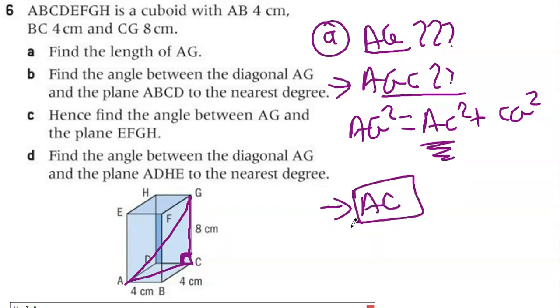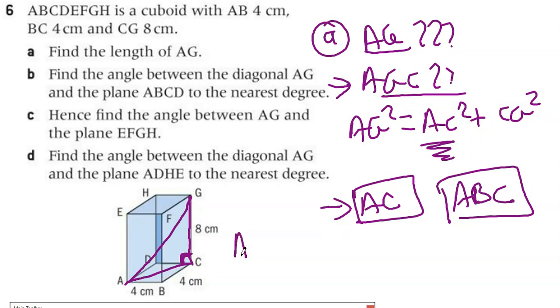Where are we going to find AC? In which triangle? In the triangle ABC. And it's a right triangle at B. So I will have AC squared is equal to 4 squared plus 4 squared. And AC squared is equal to 16 plus 16. So AC is equal to 4 radical 2.